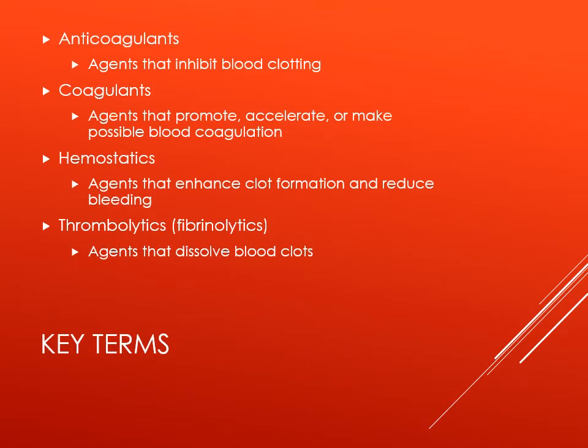So coagulants and anticoagulants are going to serve two different purposes. Anticoagulants, these are the agents that inhibit blood clotting, so they're going to keep you from getting blood clots. On the opposite end of that are coagulants. These are agents that promote, accelerate, or make possible blood coagulation. What hemostatic agents do is they enhance or accelerate blood clotting at a surgical site. And then keep in mind thrombolytics, these dissolve existing blood clots.